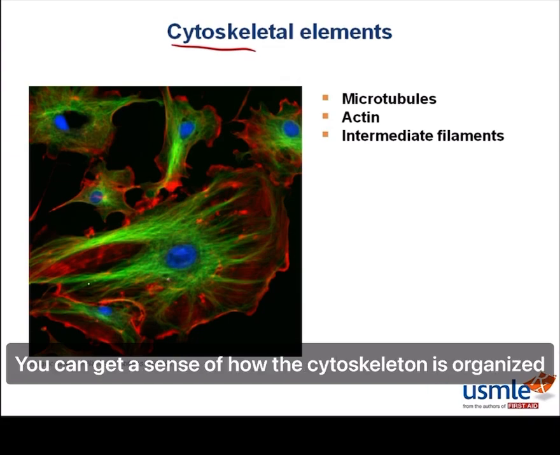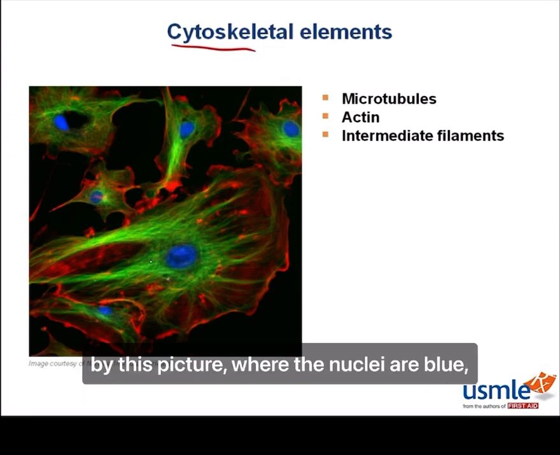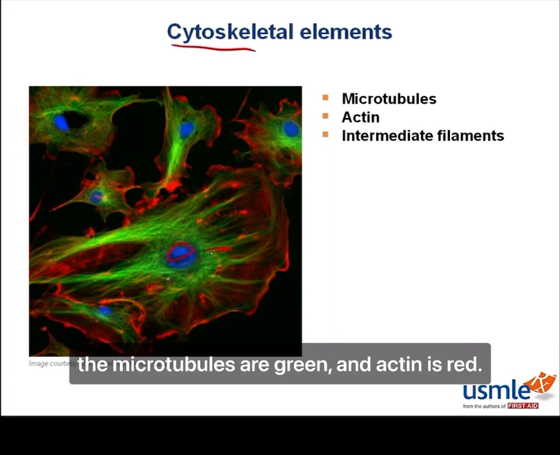You can get a sense of how the cytoskeleton is organized by this picture, where the nuclei are blue, the microtubules are green, and actin is red.